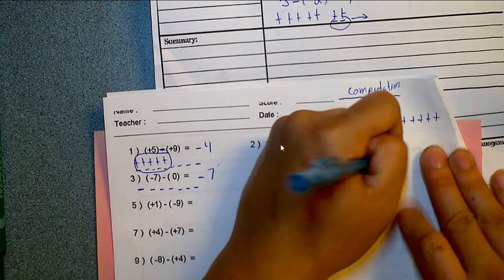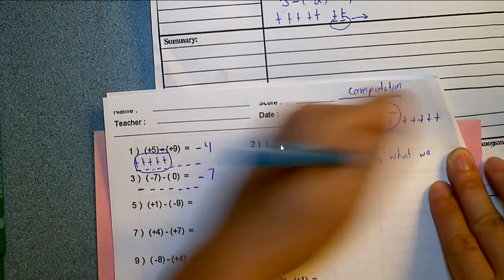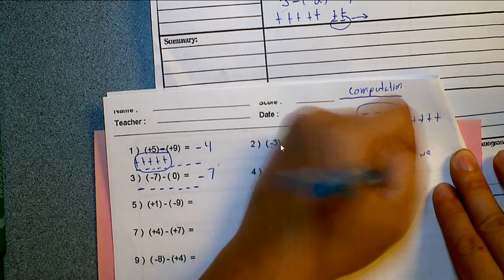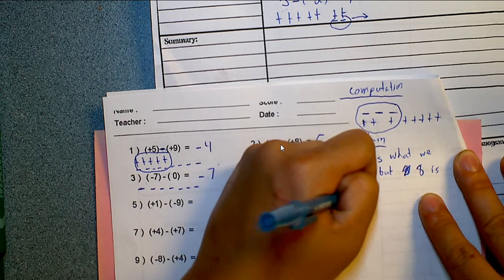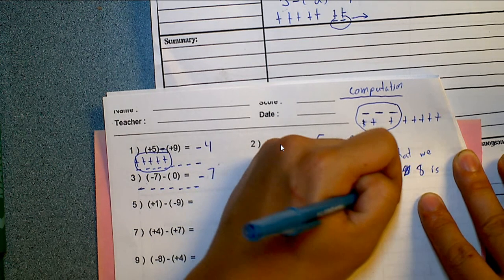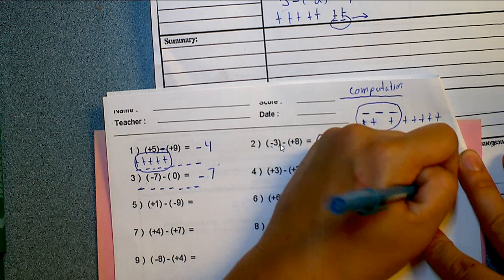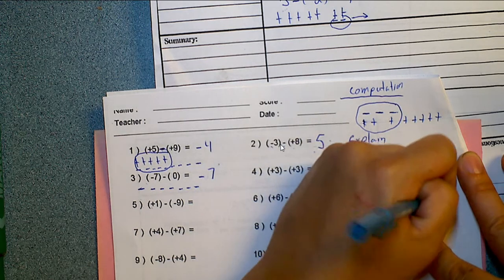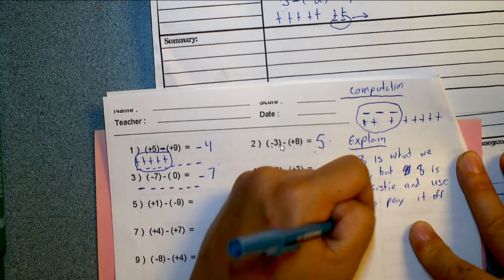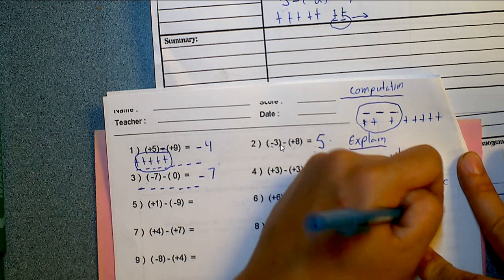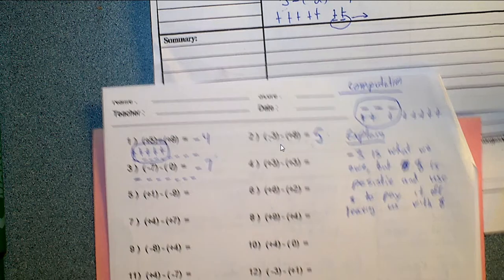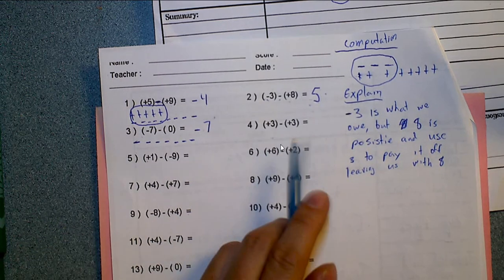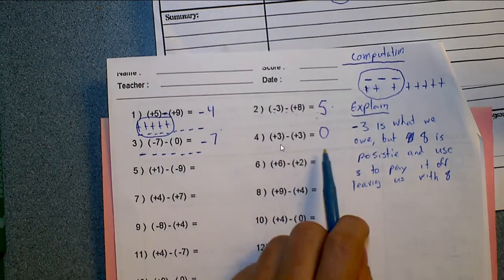So -3 is what we owe. But the 8 is positive. And we use 3 to pay it off, leaving us with 8. Alright. Plus 3. If we have 3 minus 3, we know this is 0. We don't have to show any work for this one, really.